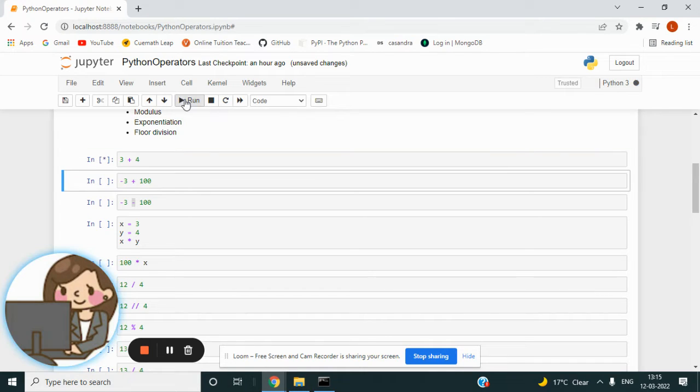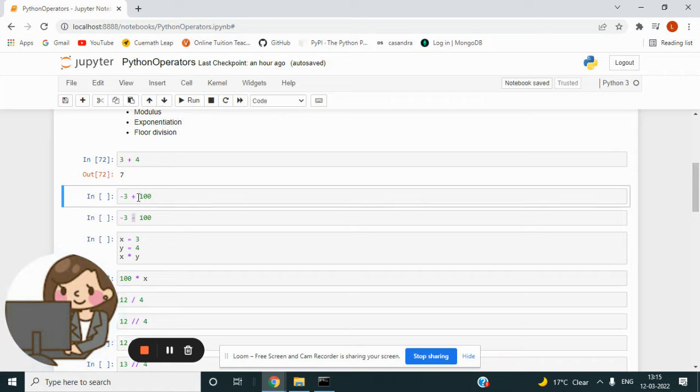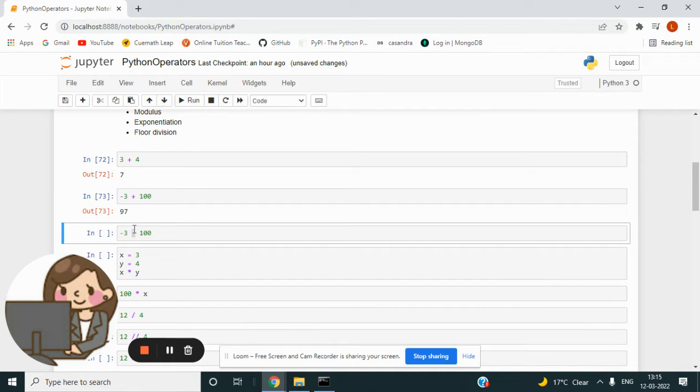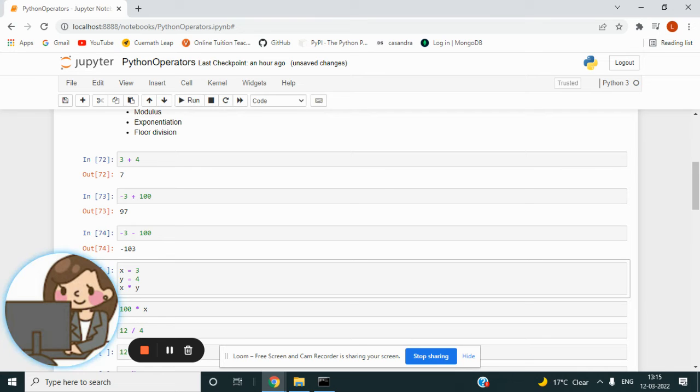So 3 plus 4 gets us 7. Minus 3 plus 100: here the subtraction operator, when it is used as a unary operator, that is, acting upon one operand, is considered as negating its value. So that's why minus 3 plus 100 becomes 97. Minus 3 minus 100: here it performs a subtraction between two operands, where one is a negative integer and another is positive. Since it is a subtraction, we get minus 103.